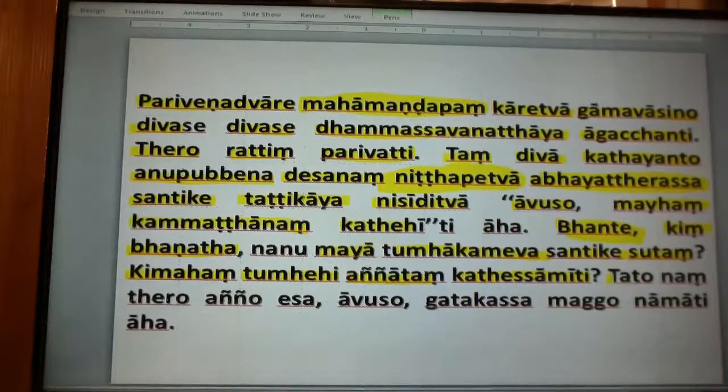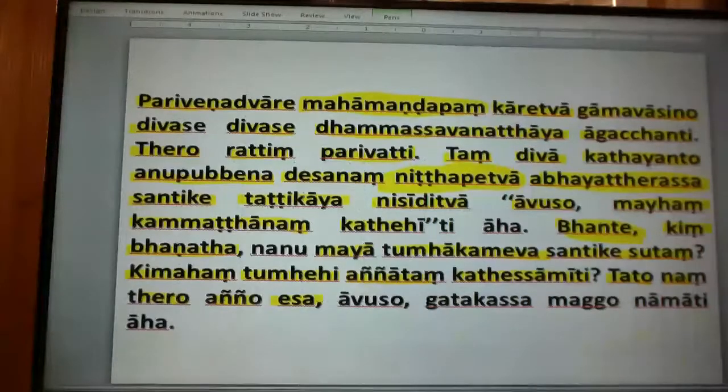So Tato Na Tero. Tato, at the time, Na means to the Abhidhamma. Tero means Mahadhamma Rakita Thera. Inyo means different. I cannot explain the different one because you already learned in the Pitaka.